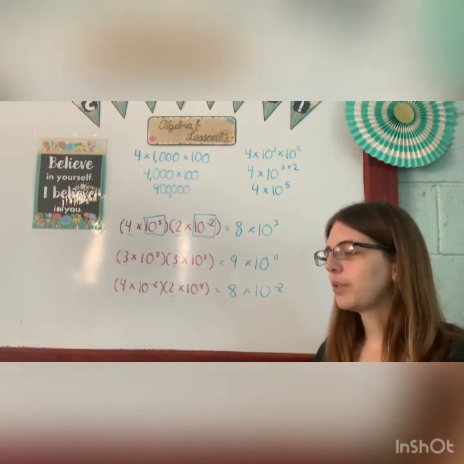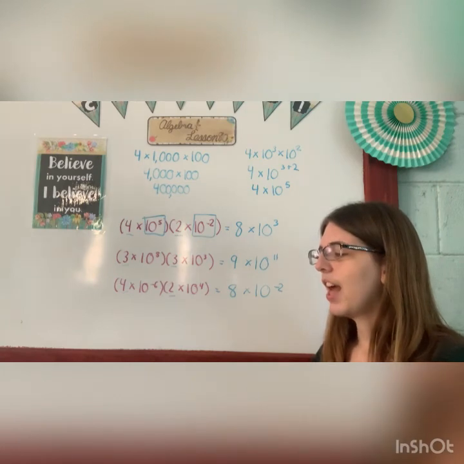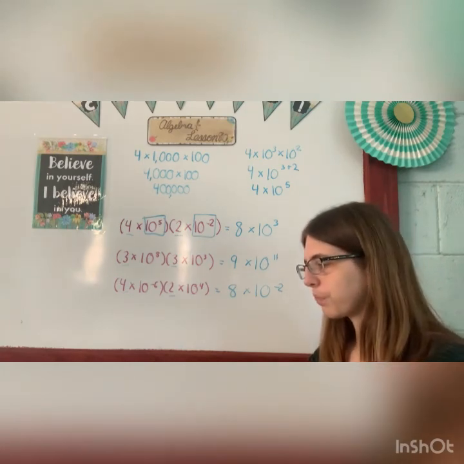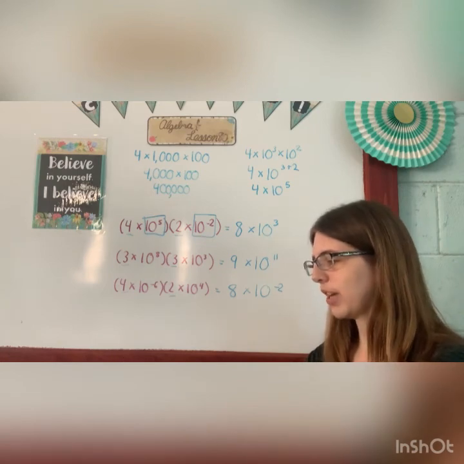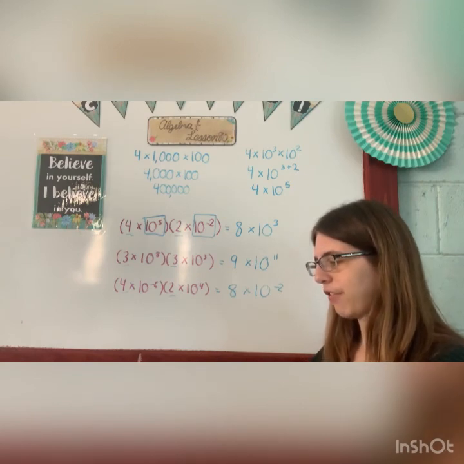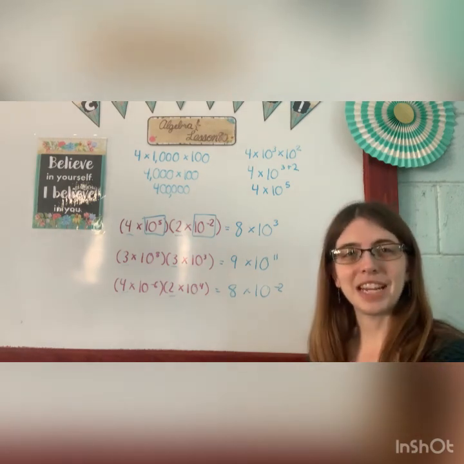Letter C, 2 times 2 is 4. You have a positive 10 exponent plus a positive 3 exponent, so you have 4 times 10 to the positive 13. Then with letter D, you have 2 times 3, which is 6. Then you have a negative 5 and a negative 8, so you add that together. Negative 5 plus negative 8 is negative 13. So you have 6 times 10 to the negative 13 power.